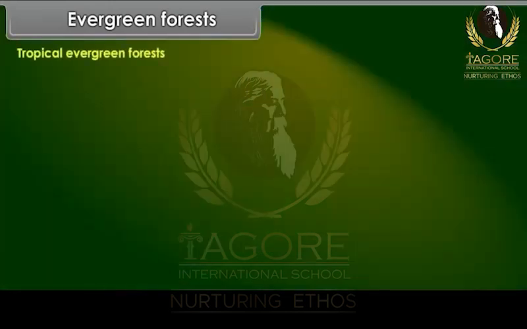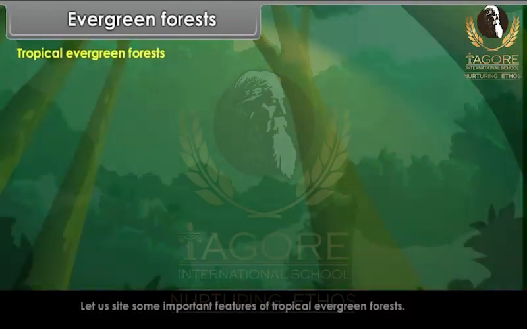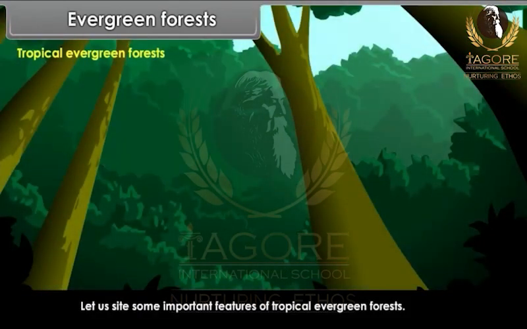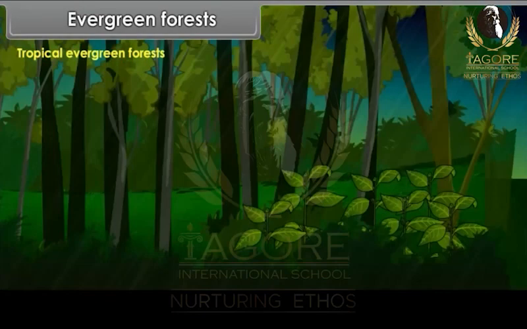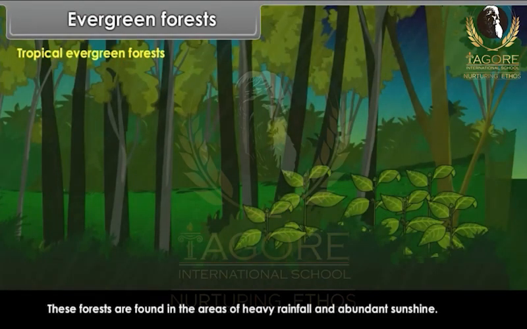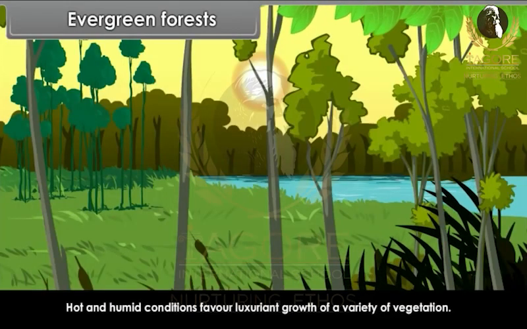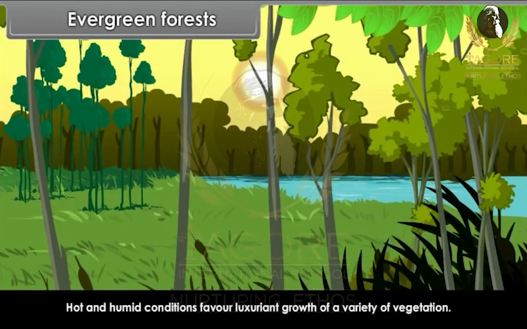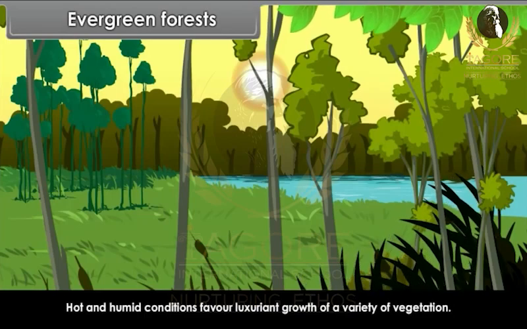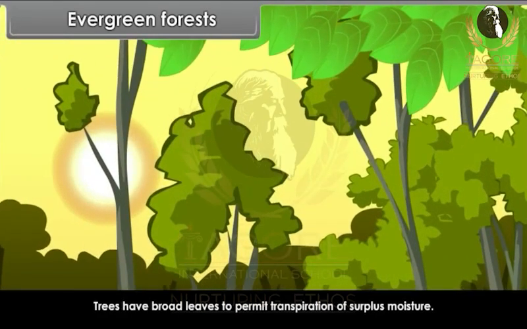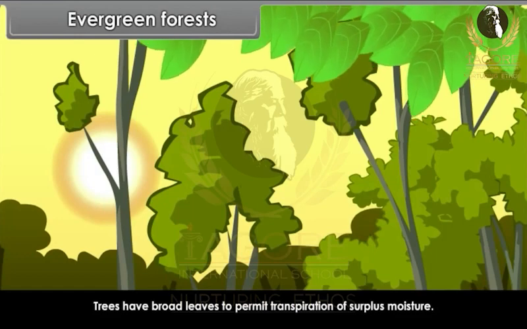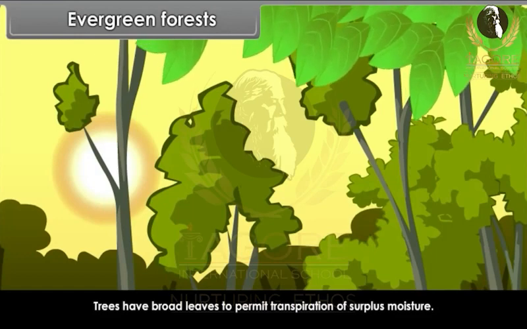Tropical evergreen forests. Let us cite some important features of tropical evergreen forests. These forests are found in the areas of heavy rainfall and abundant sunshine. Hot and humid conditions favor luxuriant growth of a variety of vegetation. Trees have broad leaves to permit transpiration of surplus moisture.